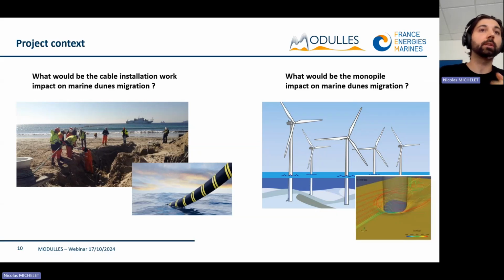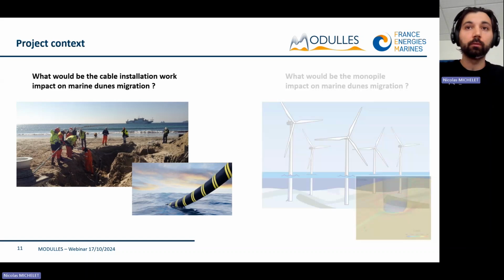So the first is what would be the cable installation work impact on the marine dune migration? And the second is what would be the monopile impact on marine dune migrations? So we just start with the cable installation work.